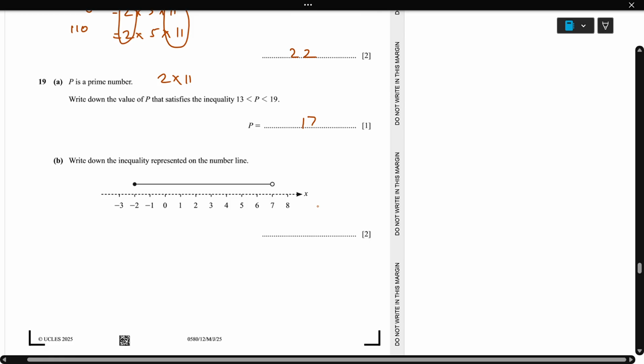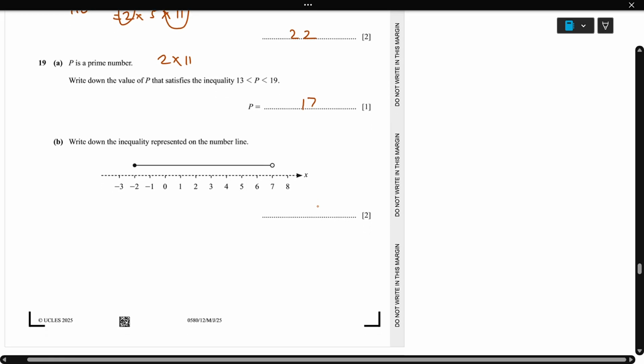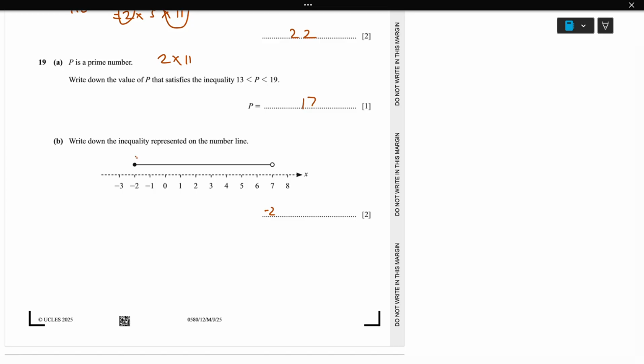Next, write down the inequality represented on the number line. So here it is negative 2 to 7, negative 2. Here is a dark one, so it's going to be less than or equal to. Here is x, put x here, and here is the not shaded one, so only less than 7. That means negative 2 is included and 7 is not included.